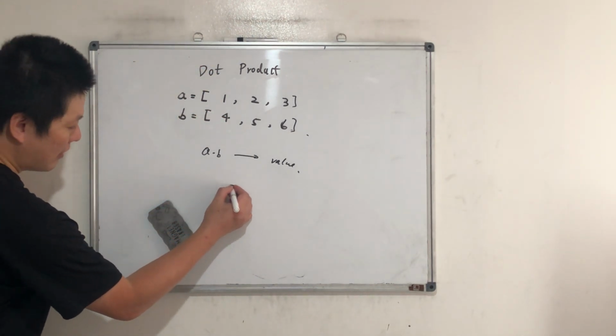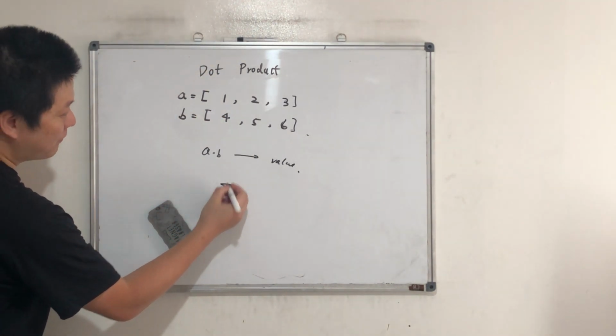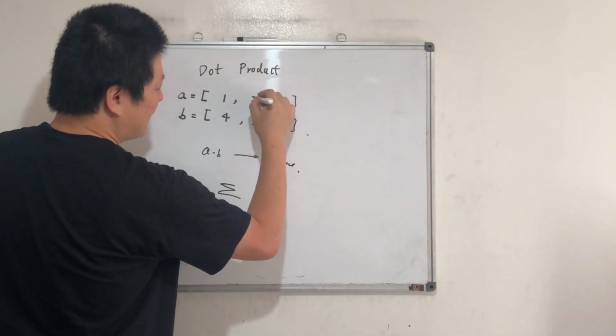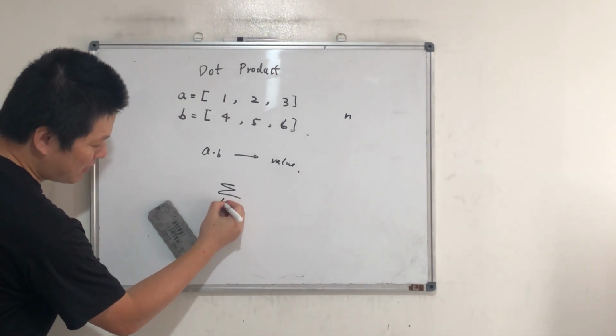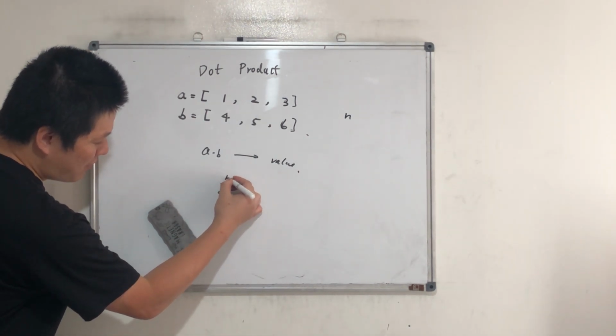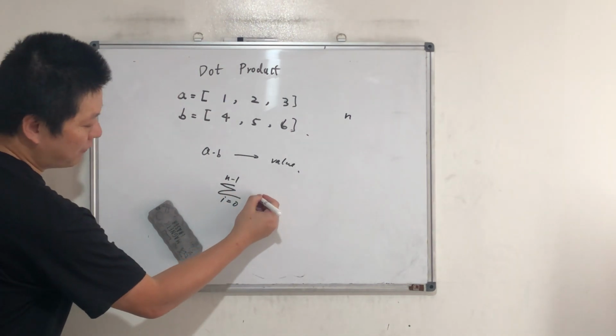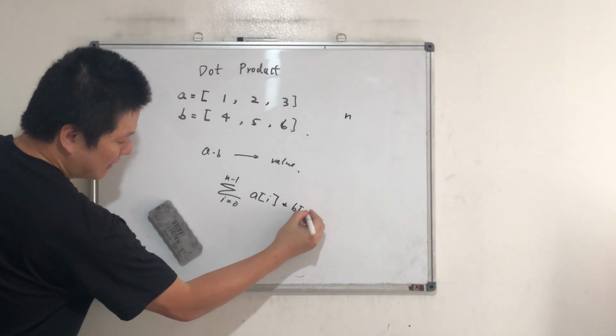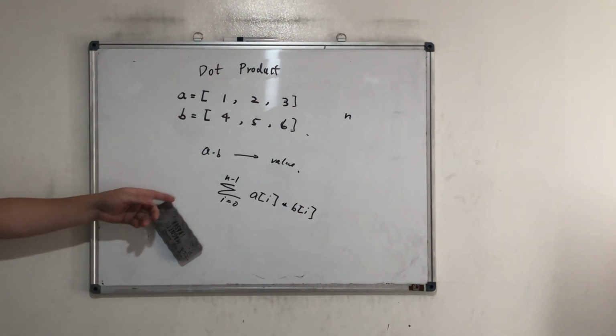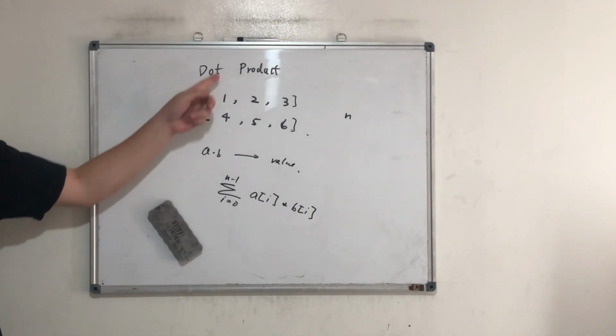The sum, okay? Let's say the number of elements in both arrays is n, right? So it equals the sum from i equals 0 to n minus 1 of a_i times b_i. Simple, okay? So based on this, can you give me the answer for the dot product of a and b?